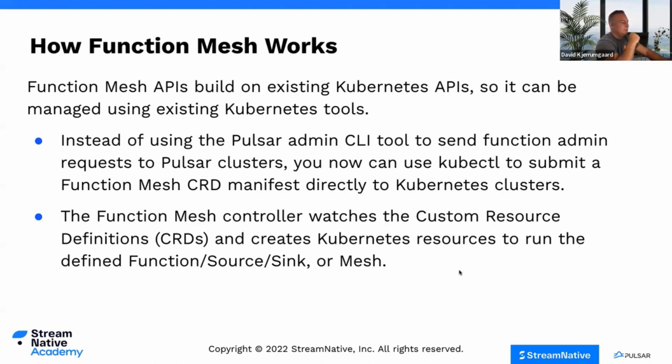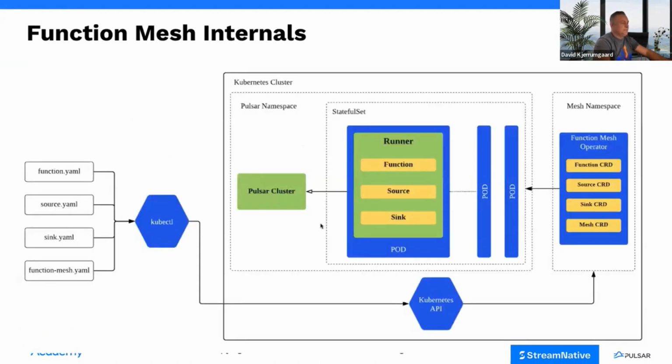Again, if there's any change to the CRD, you start with the CRD, which we'll see examples of in the next slides. It uses that to create the Kubernetes resources and run the defined functions inside of that, right? Internally, this is what it looks like. You're going to have different function YAMLs and source YAMLs and sinks, and your Function Mesh. All these configurations get processed by the kubectl tool. They interact directly with the Kubernetes API.